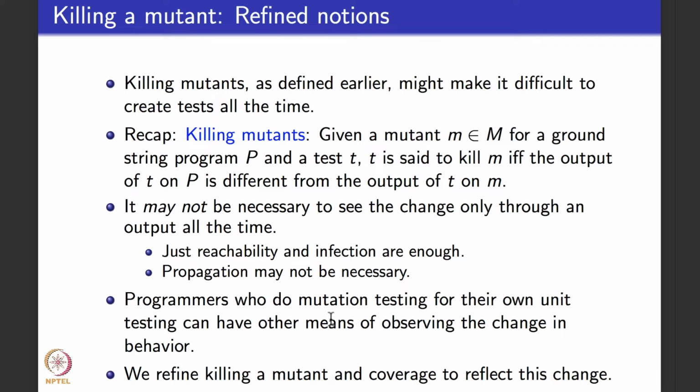Maybe somewhere in between in a program, I can do a printf to see if the behavior at that statement is actually different. That's all I'm interested in. It might be too much to expect that the behavior changed at the mutated statement propagates all the way to the output. It might be difficult to do that also. So sometimes I require that it propagates all the way to the output. Sometimes I'm happy that the behavior at that mutated statement is different from the ground string. We have to refine the notion of killing a mutant to understand this.